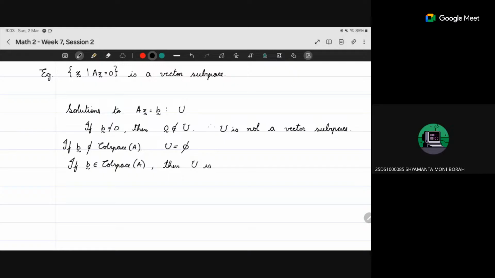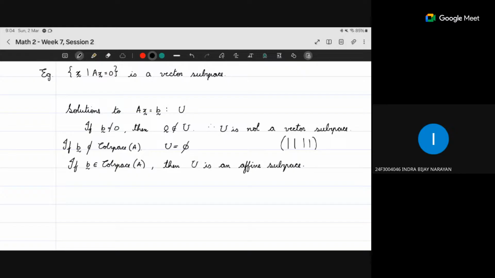Then U is an affine subspace. Sir, I did not understand the meaning of column space. Column space is the space spanned by the columns of a given matrix. Again, this is week 4, week 5 content.